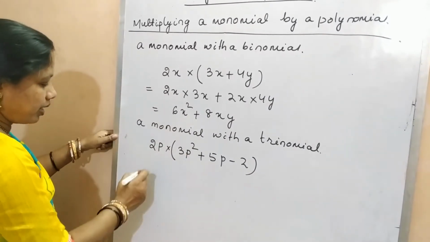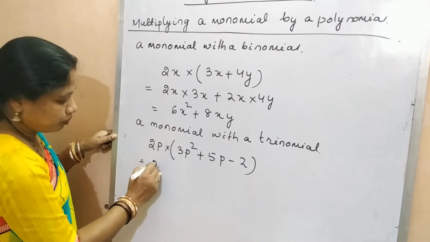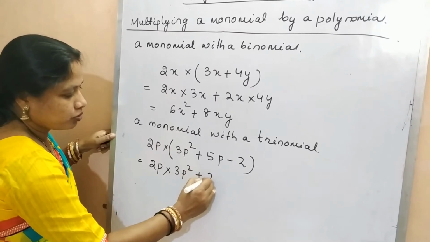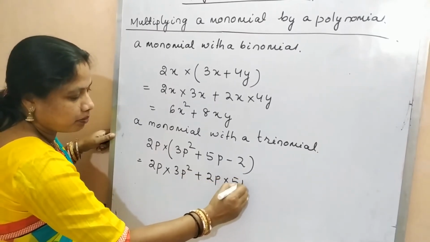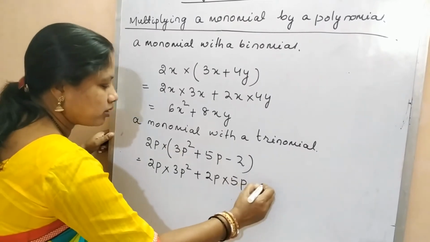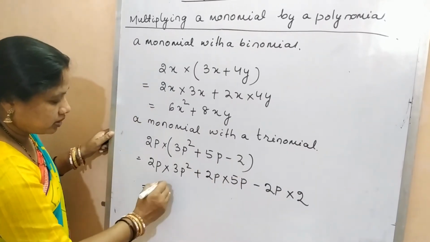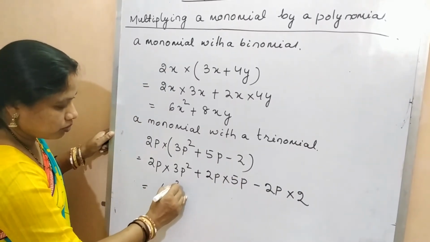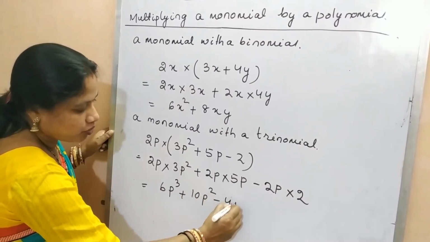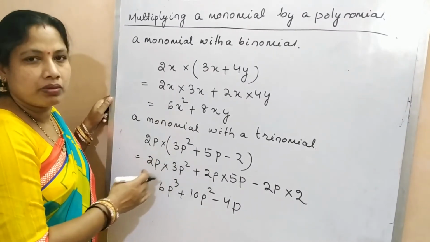So let us multiply. The same process: 2p multiplied with 3p square plus 2p multiplied with 5p minus, your minus sign is there, plus multiplied with minus is minus, so 2p multiplied with 2. So the answer is 6p cube plus 10p square minus 4p. So let us take some examples. Now we will solve.